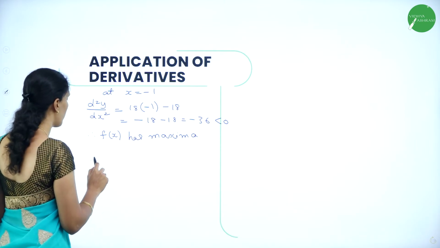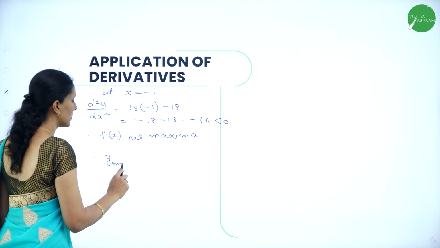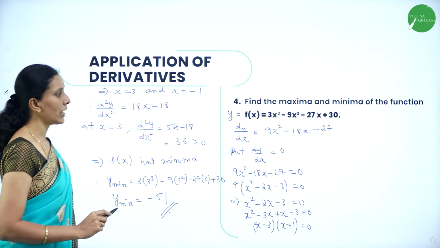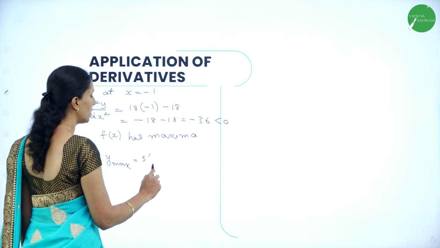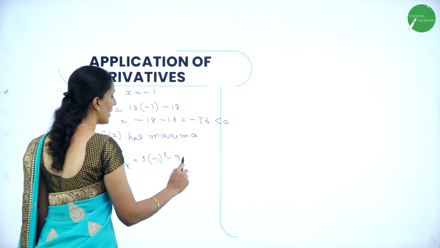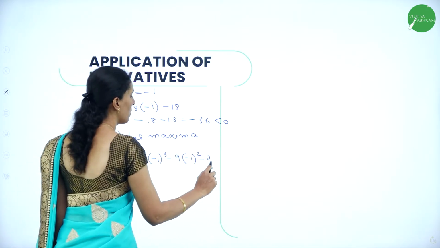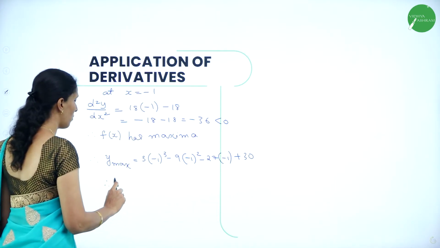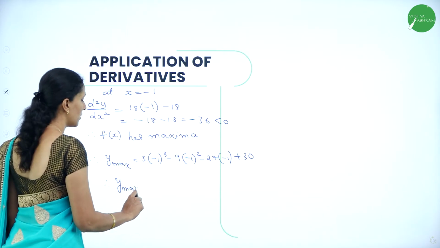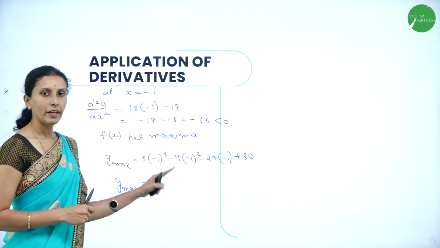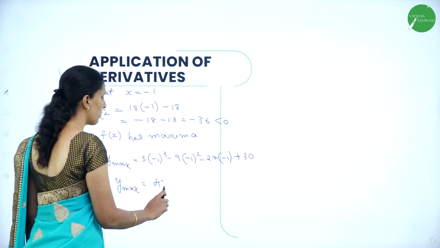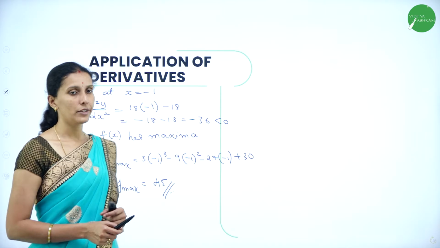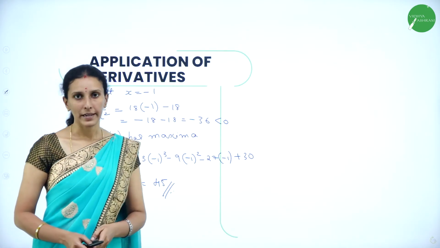So therefore, y max is equal to, look at the equation what we have, 3 into x cube, that means 3 into minus 1 whole cube minus 9 into minus 1 whole square minus 27 into minus 1 plus 30. So therefore, y maxima is equal to, on solving this, we'll get the value as 45. So 45 is the maximum value of the given function at the point x is equal to minus 1.